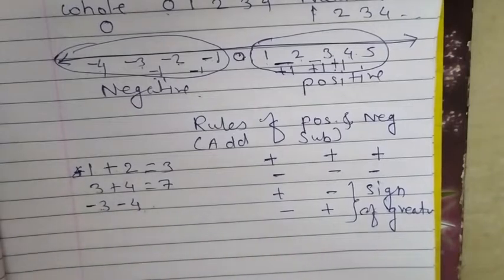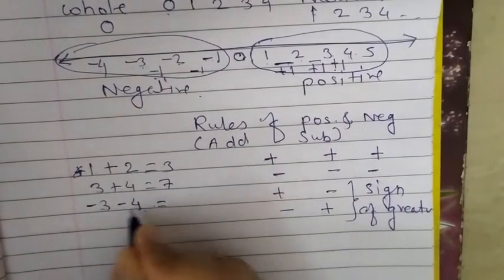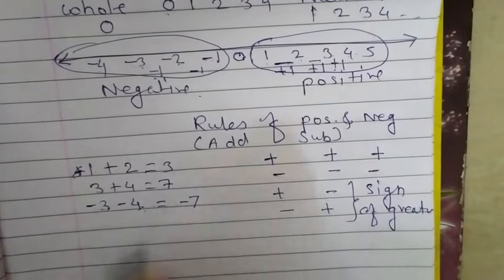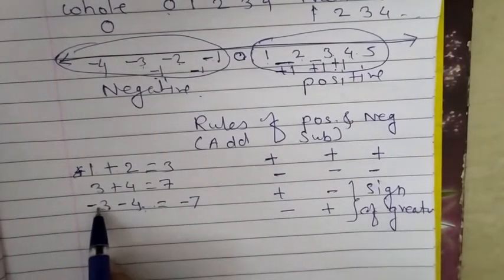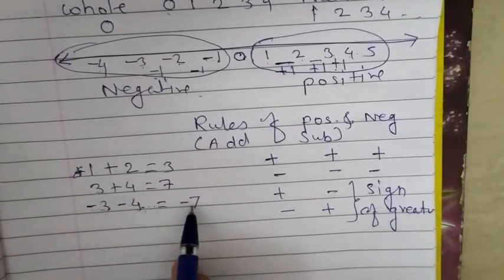Whenever both numbers are negative, we do addition. 4 plus 3 is 7, and we take the sign minus. Got it? Whatever the numbers are, if there is a minus on both sides, we will take minus, but we do addition.